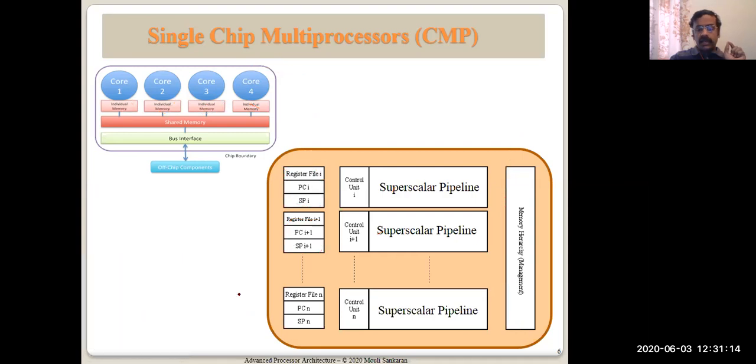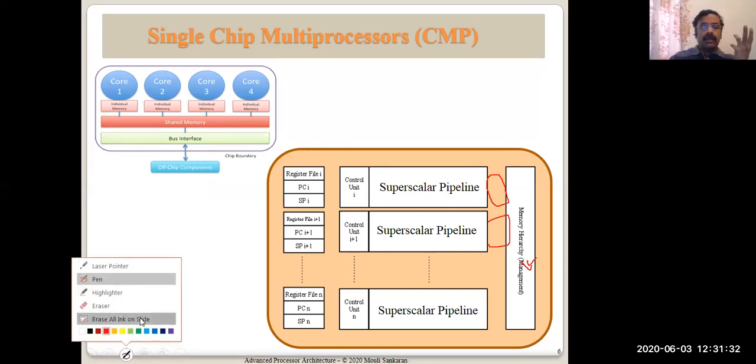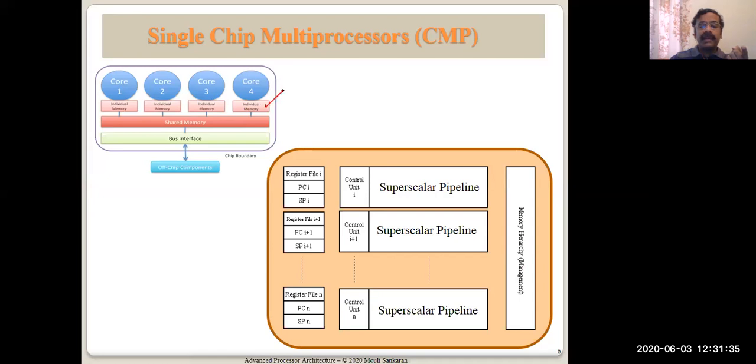So in this picture, I am showing the memory hierarchy as common. That means I am assuming L1, L2 are not unique. Otherwise, I should have shown L1 here, and then L2 is common. So read the picture and get the information. What is it showing you? Here it is showing you there is an individual memory. Don't think that it's main memory. Main memory is outside. Individual memory means indirectly it is a cache, which is separate for each core.